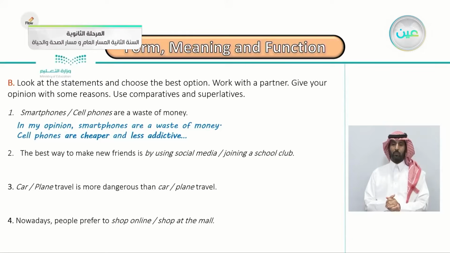Let's go to the other exercise B. Look at the statements and choose the best option. Work with a partner, give your opinion with some reasons, use comparatives and superlatives. The first one is already done. Smartphones, cell phones are a waste of money. In my opinion, in my view, so you can choose whatever you want here. In my opinion, smartphones are a waste of money. Cell phones are cheaper. This is comparative, and less addictive.